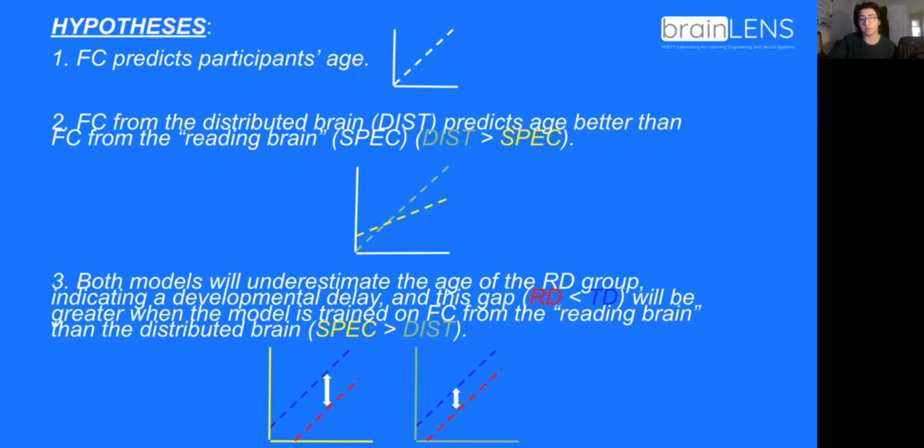Hypotheses were as follows. 1, functional connectivity would predict age, so there would be a positive relationship between model predictions and actual age. 2, the distributed brain model would be a better predictor of age compared to the specific model. And 3, when looking at predictions for RD and TDs for both models, we will see a gap or intercept bias between the two such that the RD group has its age underestimated. And this gap will be larger in the specific model because developmental delays in this group should be concentrated in the reading and language areas of the brain.